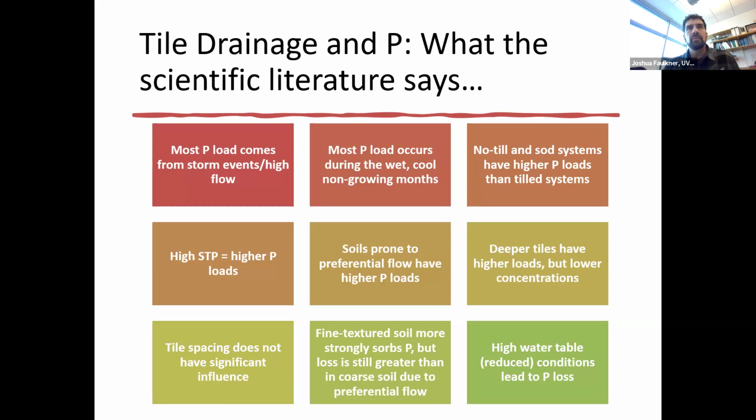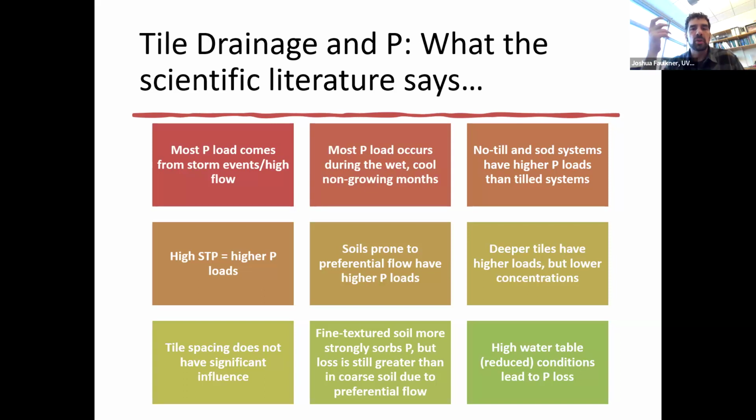That's because we have the water filtering through more of the soil profile. So there's more opportunity to remove phosphorus as the tile gets deeper and deeper, but we have more overall water. So even if we have lower concentrations, the more overall water outweighs that, and we end up with higher loads in that discharge water. Tile spacing does not have a significant influence on water quality factors.